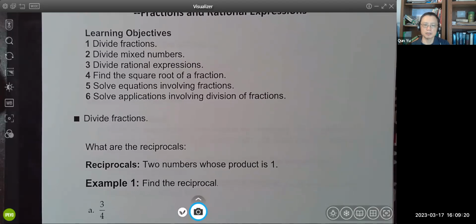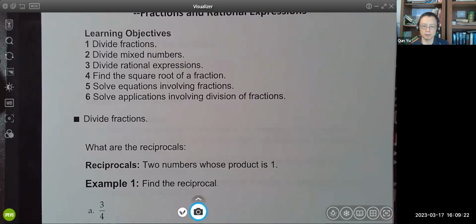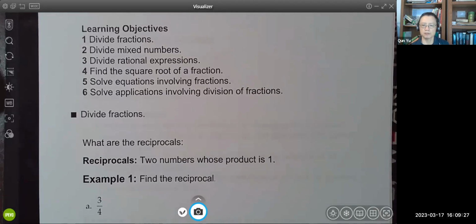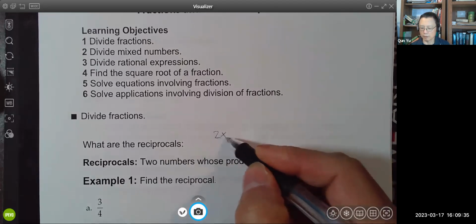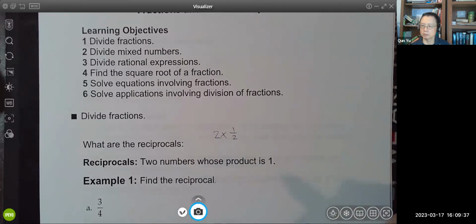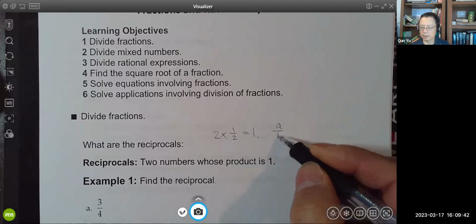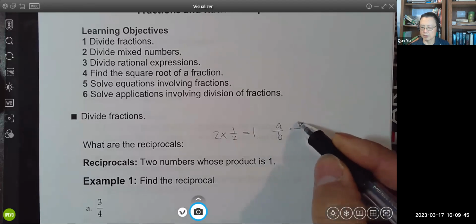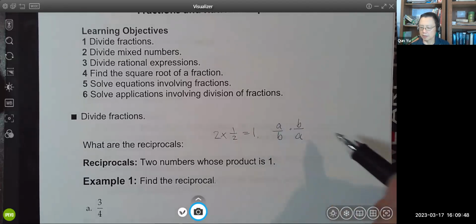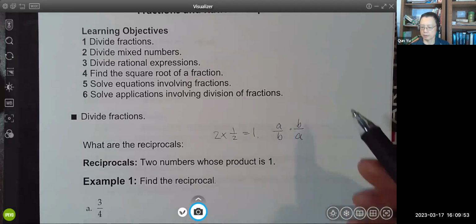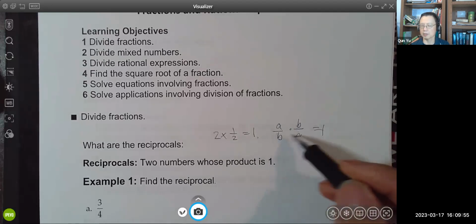First, we need to know this concept or terminology called reciprocal. Basically, reciprocals are defined as two numbers that, when they multiply together, the result is one. For example, 2 and 1/2 are reciprocals because they multiply together to equal 1. In general, if you have fraction a over b and the other one is b over a, when they multiply together, you get ab on the top, ab on the bottom, and anything divided by itself is 1, right? So these two are reciprocals.